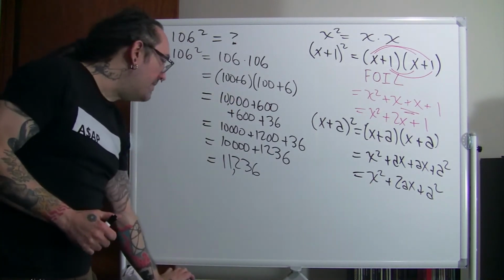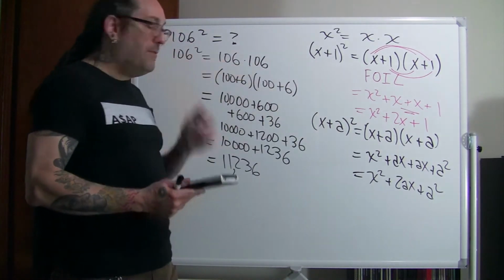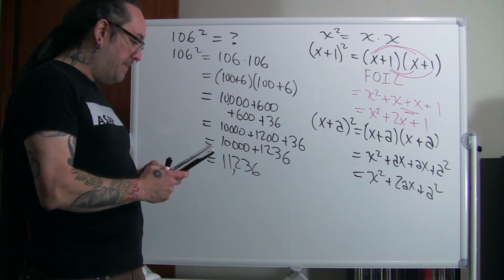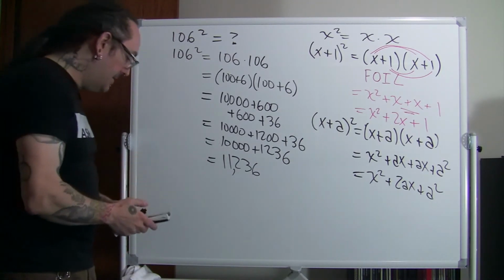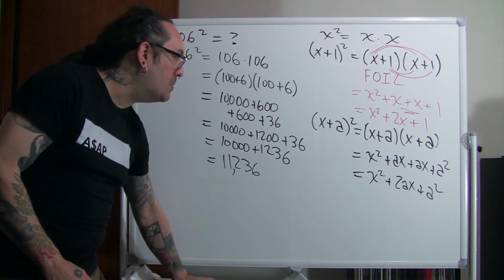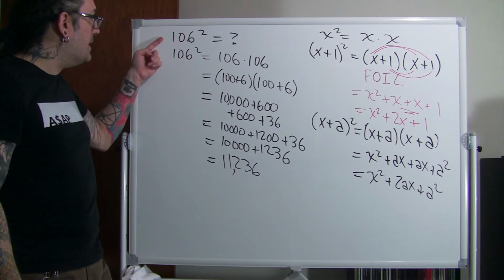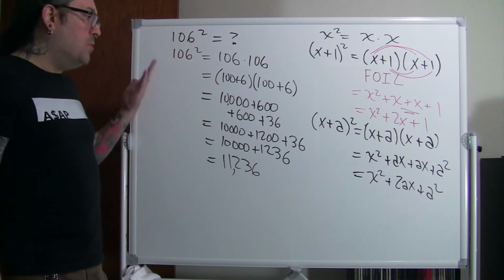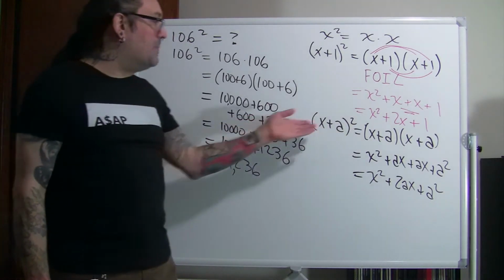Okay, let's see if the calculator agrees with my mathematics that I used to perform arithmetic. 106 squared. 11236. Done! Super easy. So this goes to show you that foiling is not just for letters. We can actually use FOIL as a way to break down a more complicated multiplication example. I could put cubed, to the fourth, whatever. There are methods for doing this no matter what the exponent is. It just happens that squared is pretty easy.